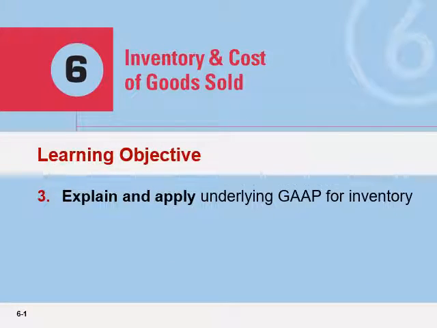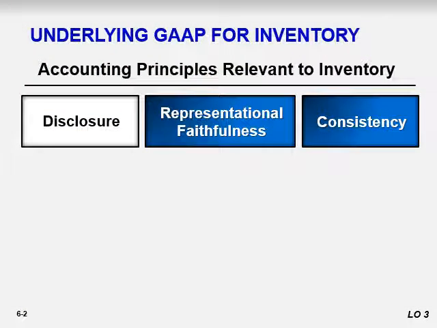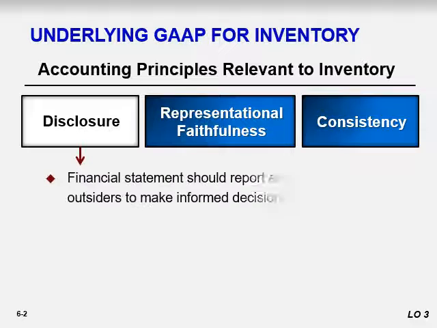Okay, our third learning objective is to explain and apply underlying GAAP for inventory. Let's talk about it. The disclosure principle holds that a company's financial statements should report enough information for outsiders to make informed decisions about the company. That is called disclosure. It means the company must provide its accounting method, whether it is using average, LIFO or FIFO.